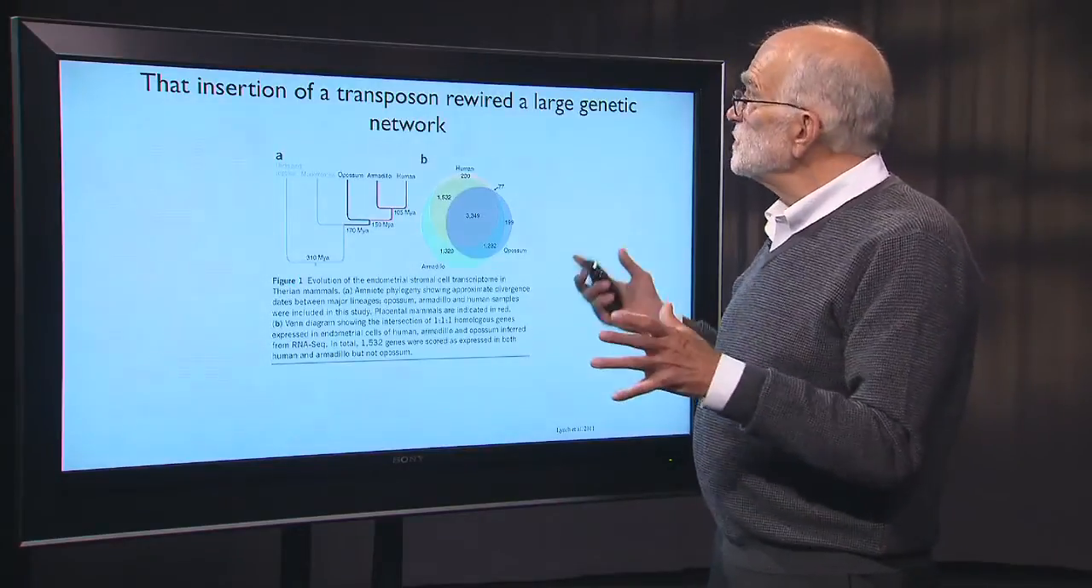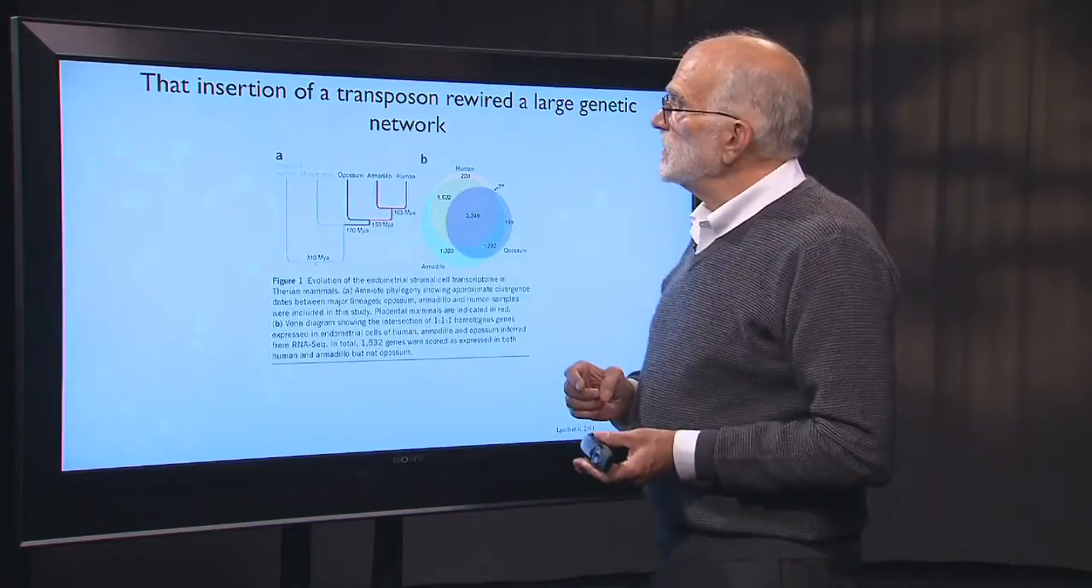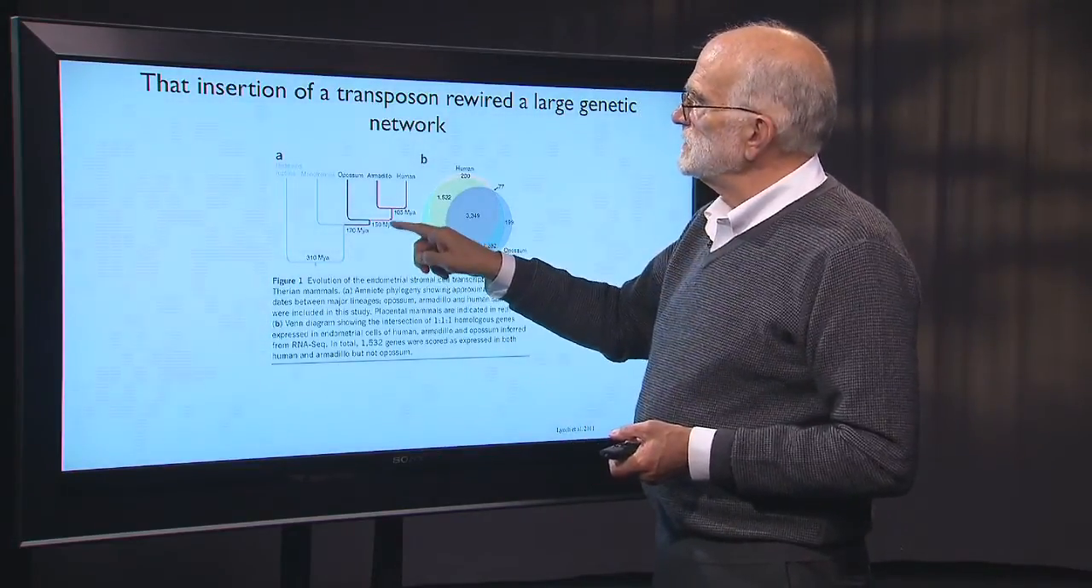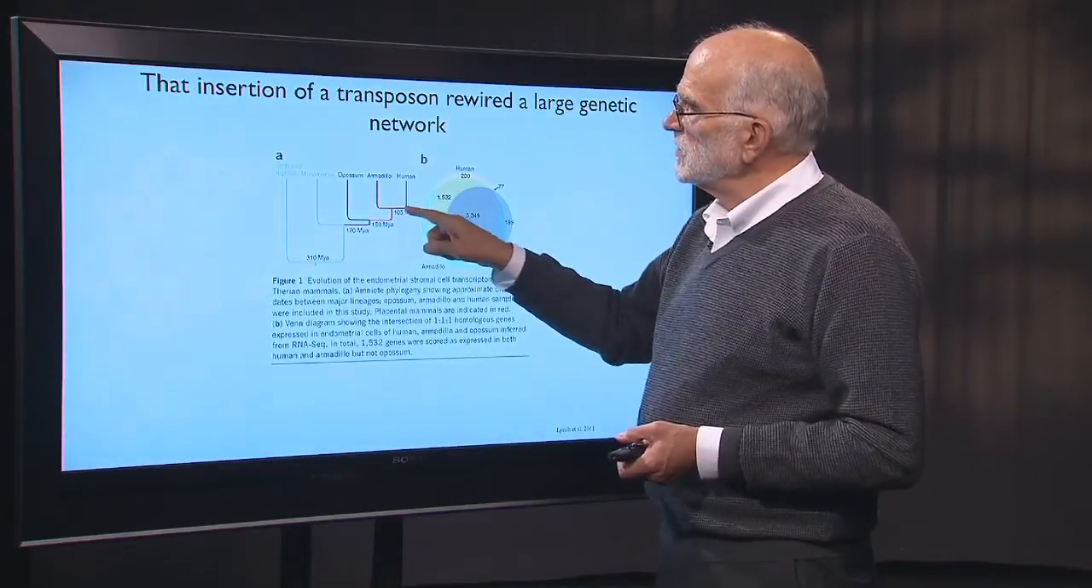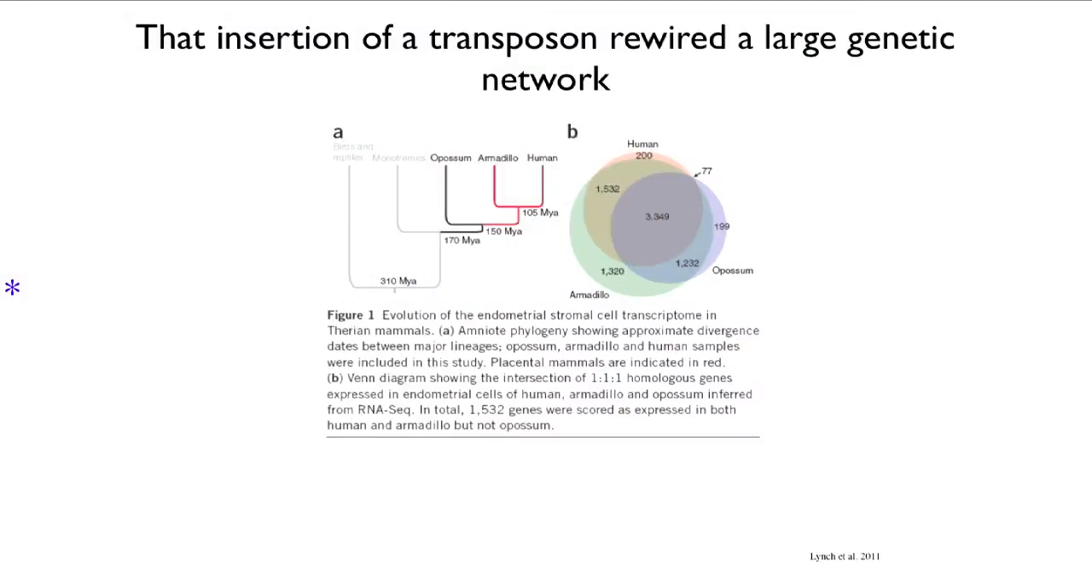What it did was it rewired a big genetic network, okay? So if we look at the spot where that happened, it is a feature that's shared by armadillos and humans, but it's not shared with possums. And if we then look at the number of genes which are being controlled in a genetic network with armadillos and humans and possums, we get this Venn diagram. There are a lot of genes that are being controlled, okay?